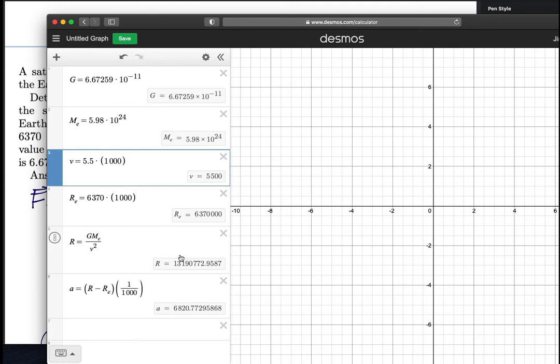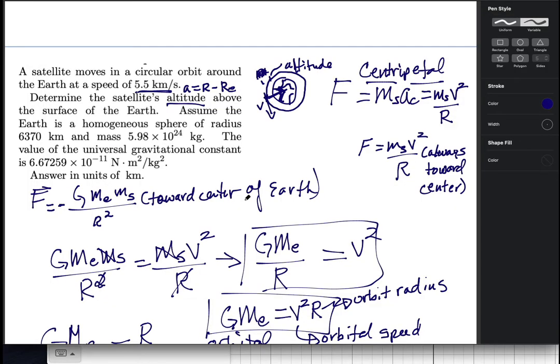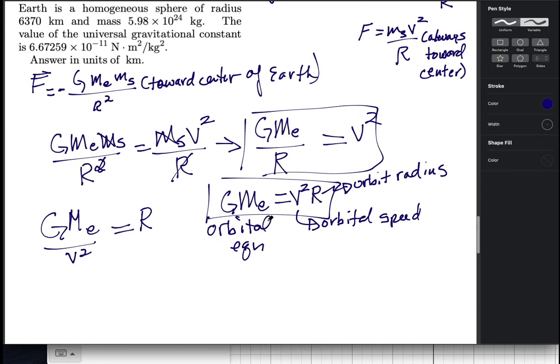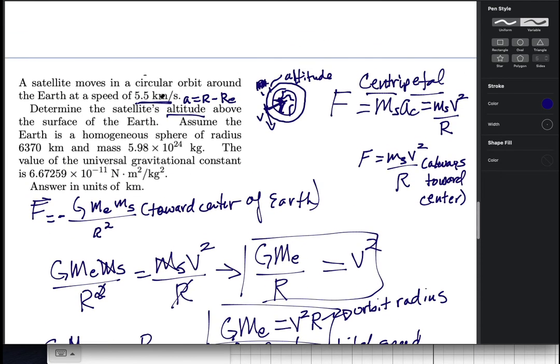And that's in kilometers. That is an application of gravity mixed with centripetal force, so we can find the orbital equation, so we can find the altitude above the surface of the Earth for a satellite in a circular orbit. Okay, good luck.